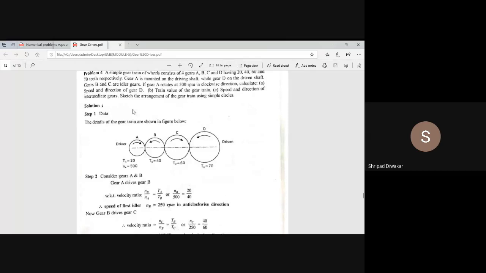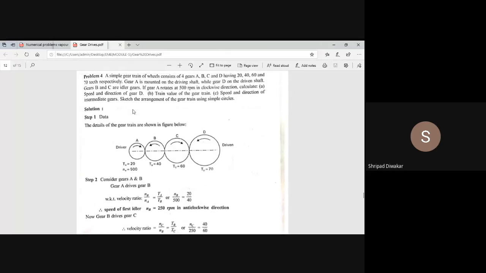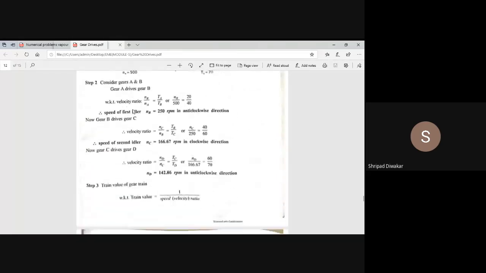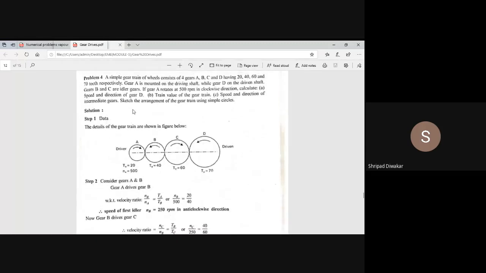Now, another problem. Here one more extra thing is there, that is the train value of the gear train. I'll explain. First, you see the problem.